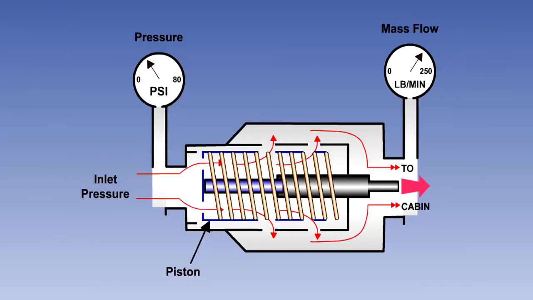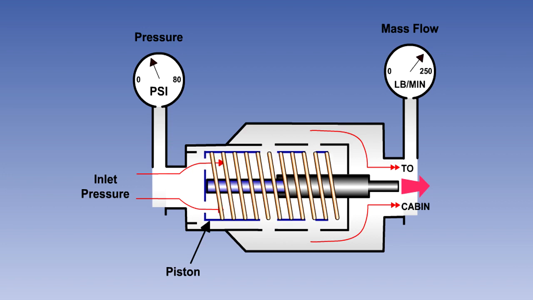The simplified mass flow controller shown here consists of a piston with cutouts in its face and barrel, which moves inside a cylinder with matching cutouts in its barrel. When the inlet pressure is low, the spring will push the piston fully to the left, and the cutouts in the barrels will be fully aligned, allowing maximum airflow through the unit.